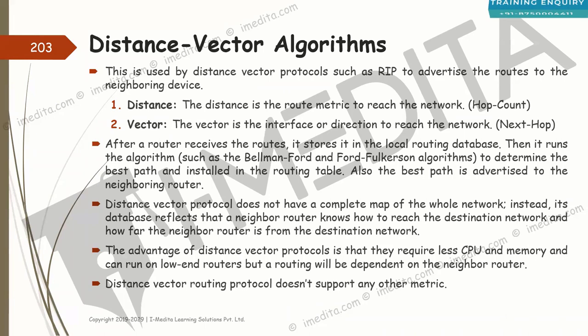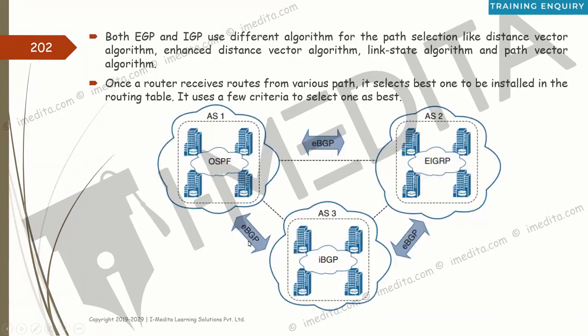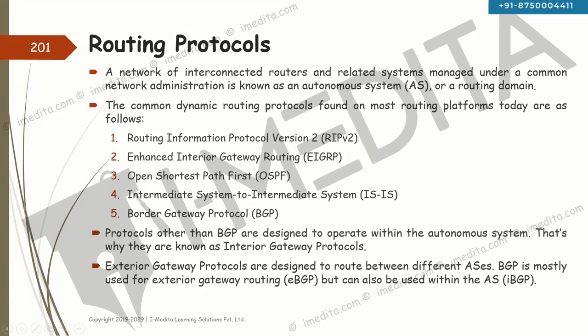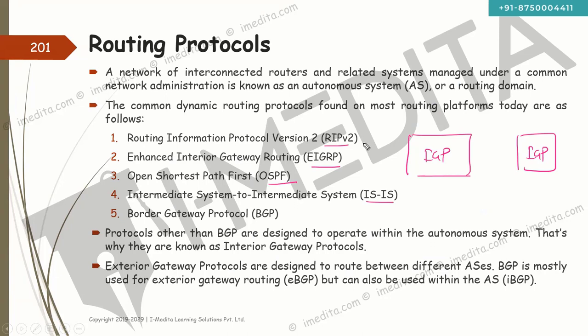In the last class, we were talking about these IGP and EGP protocols. We discussed that there are two types of protocols that we can run. One set of protocols that we can run within the autonomous system are referred to as IGP protocols. Within the autonomous system, we can run protocols such as RIP, EIGRP, OSPF, ISIS. These protocols are specifically designed to work within the autonomous system.